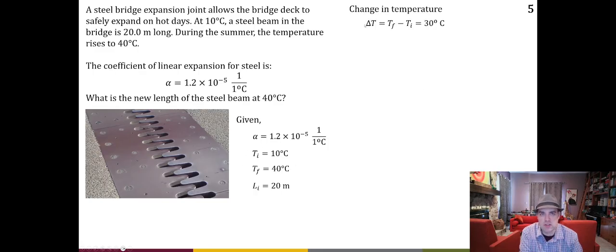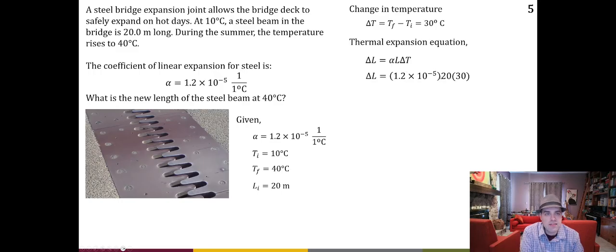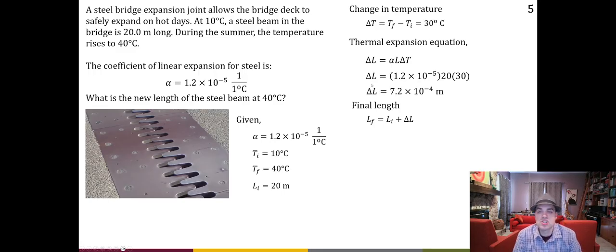So let's calculate that first. The change in temperature is final minus initial, so it's gained 30 degrees Celsius. Then we can use our thermal expansion equation. We know alpha is the 1.2 times 10 to the -5th we were told before, the length is 20 meters, and the change in temperature is 30. We multiply those out and get 7.2 times 10 to the negative fourth meters. But that's not the final length; that is just the change in length. To get the final length, we add the change in length to the initial length of 20 meters, and this is our value for the final length of the bridge.